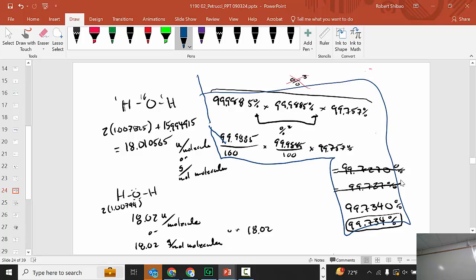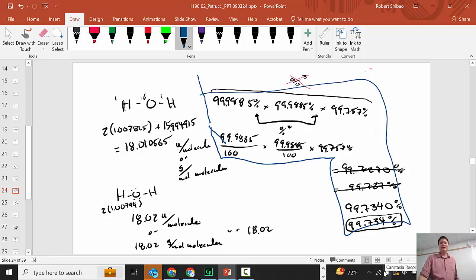I'm going to have a water molecule here, H1, O16, H1, that weighs 18.01 U. So it weighs slightly less than the average. And that makes sense because this is the lightest water molecule, and all the other water molecules are heavier. But when we look at the average, it is very close to this. I mean, the average is just slightly heavier. It's slightly heavier because 99.7% of the water molecules are this one. So it's going to be a weighted average. Okay, does that make sense?